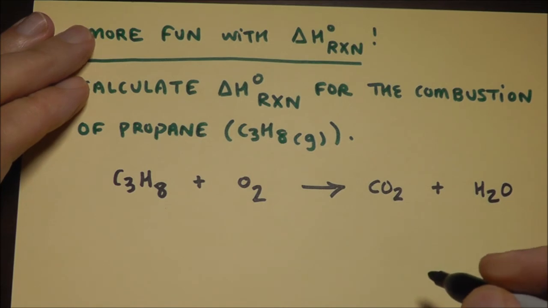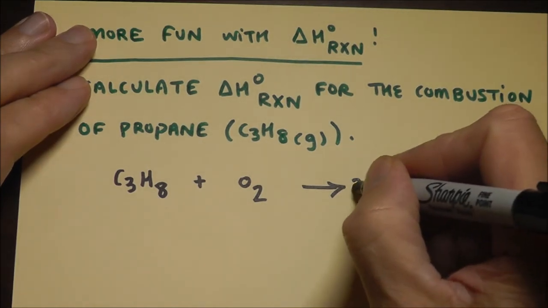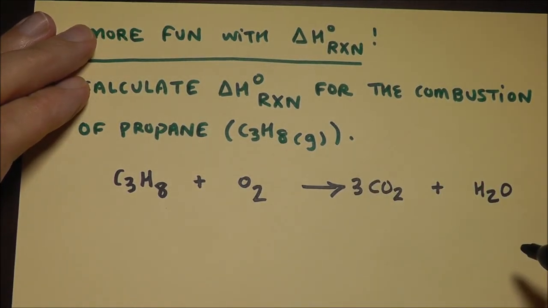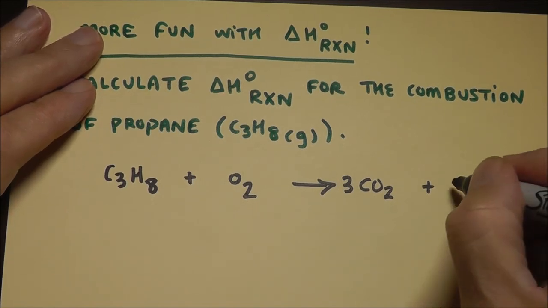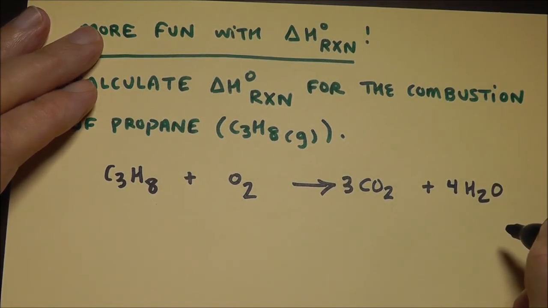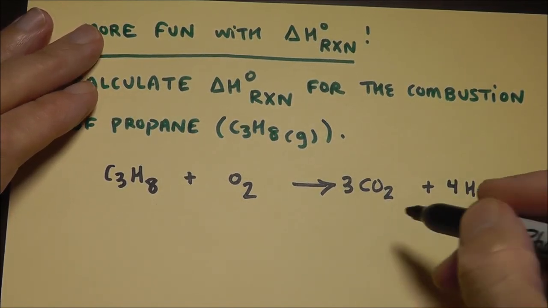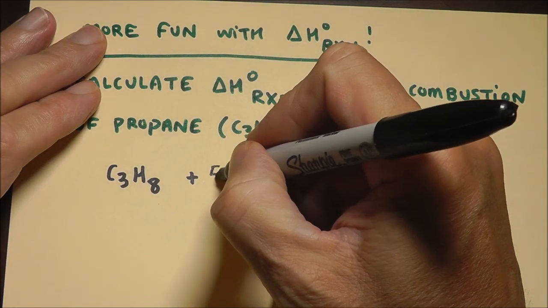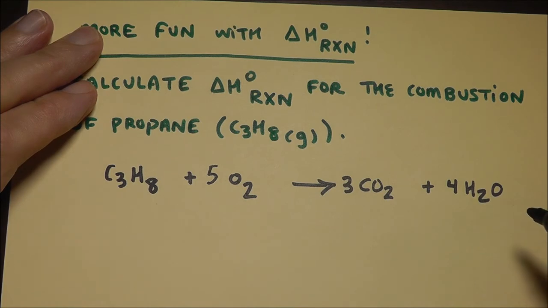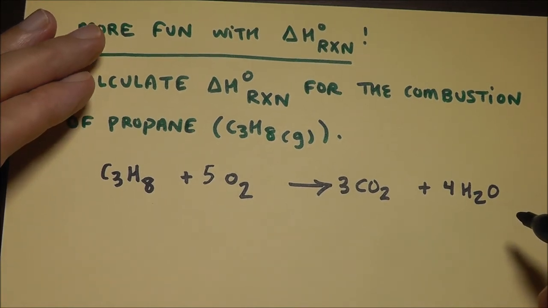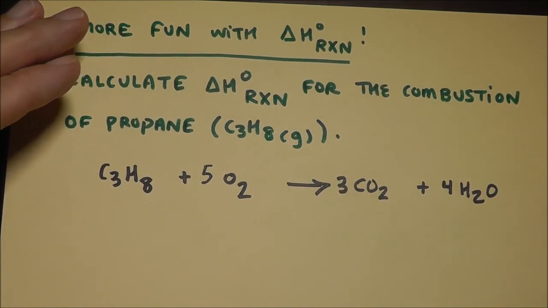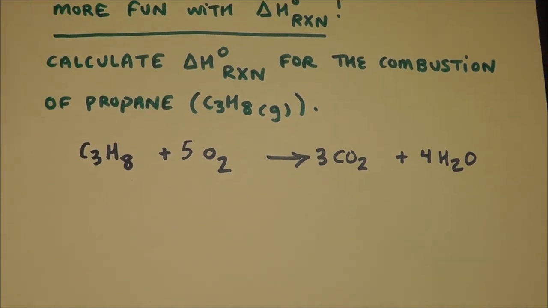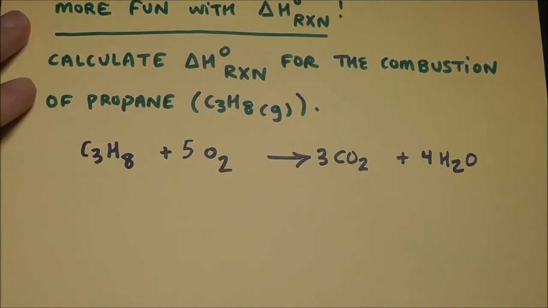Quick balancing trick, right? A 3 there to balance the carbons, and then a 4 there to balance the hydrogens, and it's a 6 and a 4, so 10 oxygen atoms, which is 5 O2s, right?